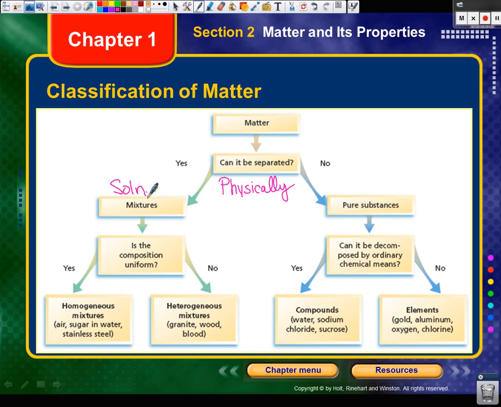Sugar in water. Okay. If I have a glass of sugar water and salt water, what's the only way you can tell the difference? To taste it. Okay. It looks the exact same. Okay. And then finally, stainless steel, which is what we talked about.